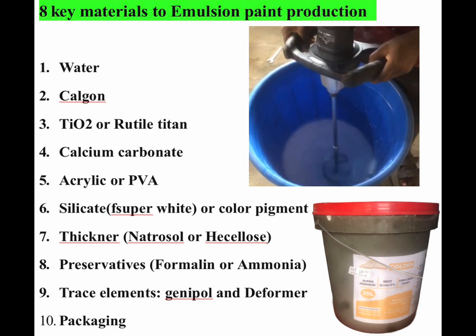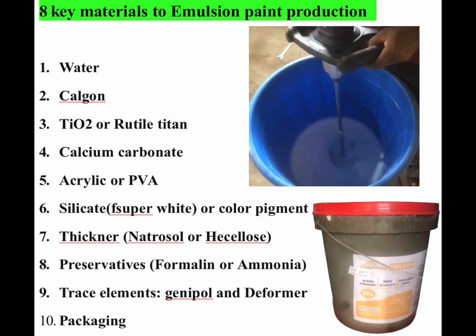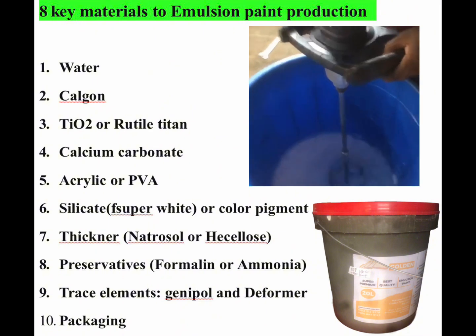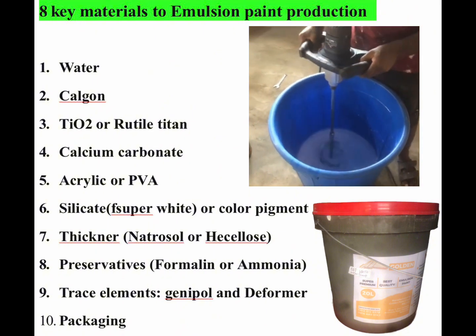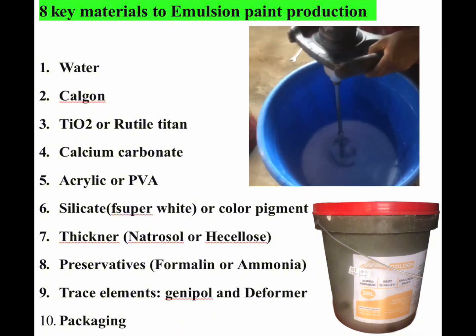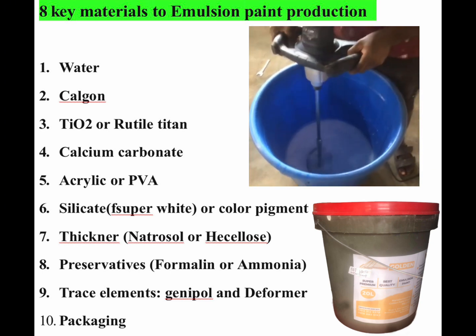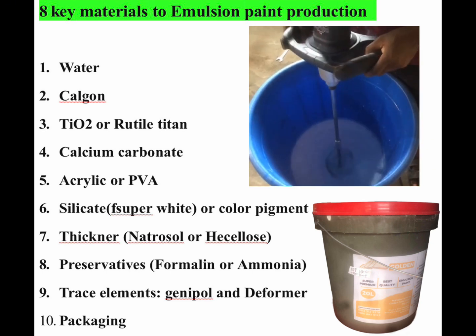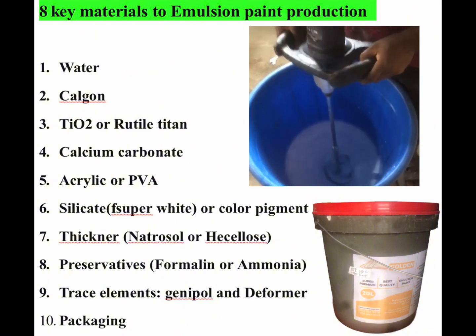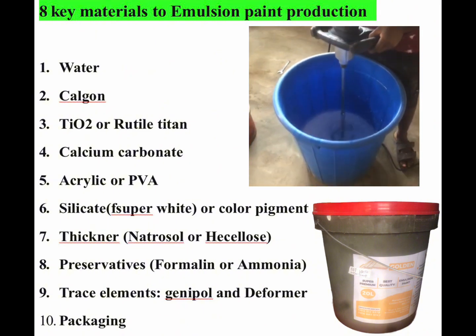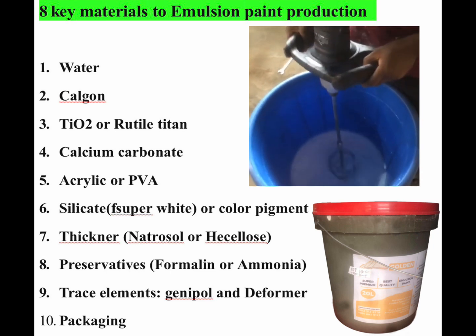You add your calcium. After the calcium, the next thing I add is my acrylic. Some people call it PVA, that's polyvinyl acetate or acrylic. So I add the quantity that I need. Remember, each production, depending on the quantity that you want, has a specific measurement that you add for it.